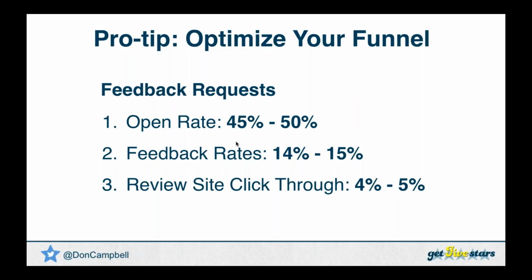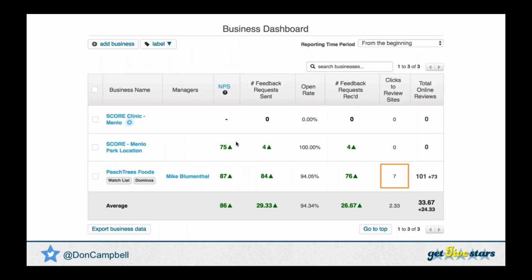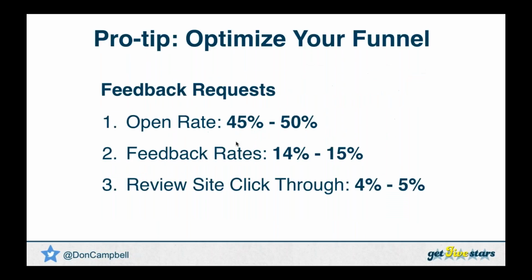So the point here is, if you're not seeing these kinds of rates, which you can see in that business dashboard very easily, you might want to think about changing some things and optimizing a little bit. That could mean changing the subject of the email for your feedback request that goes out. It could mean changing what's in the body. I know Mike has done a lot of experimenting with this, sharing a little more detail about how we use the feedback and what we're going to ask of you.